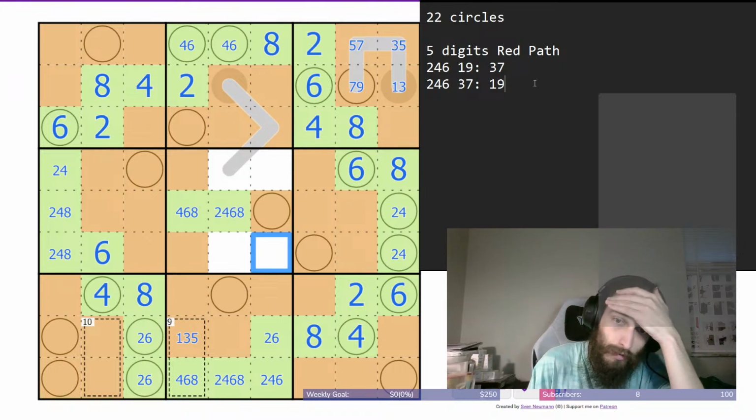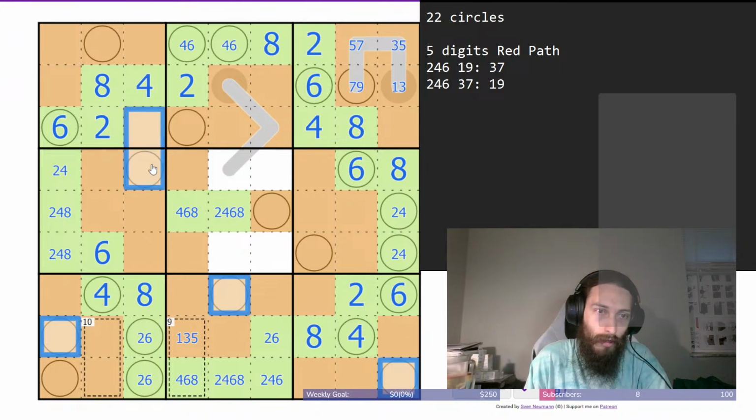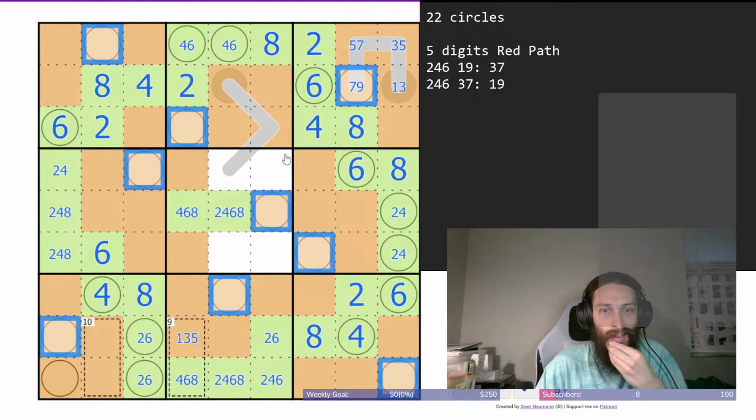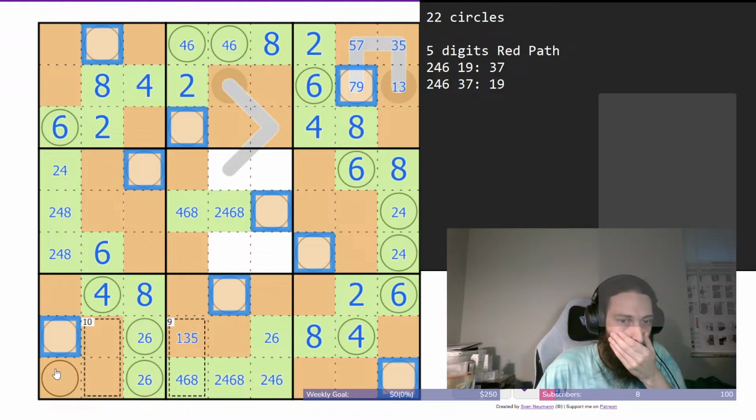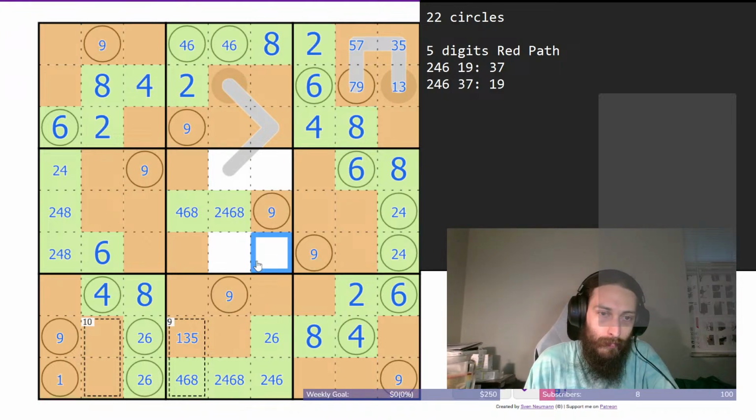6. Either 3, 7 or 1, 9. That could be a 9, that could be a 9, that could be a 9. 9, 9, 9, 9, and 9. That would be a 1. That looks fine. Otherwise, we have 3, 7.